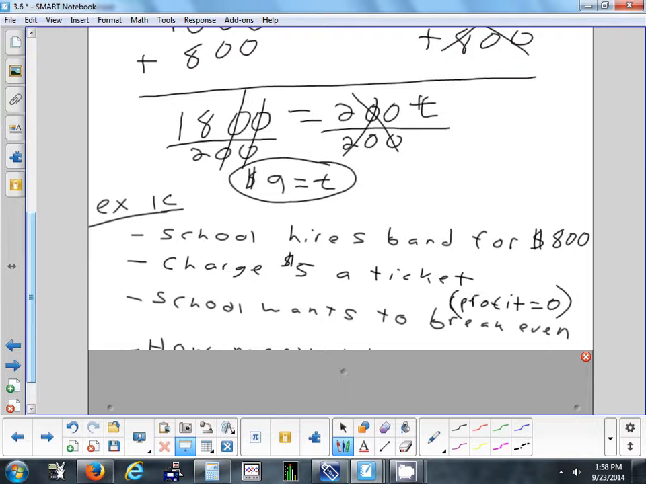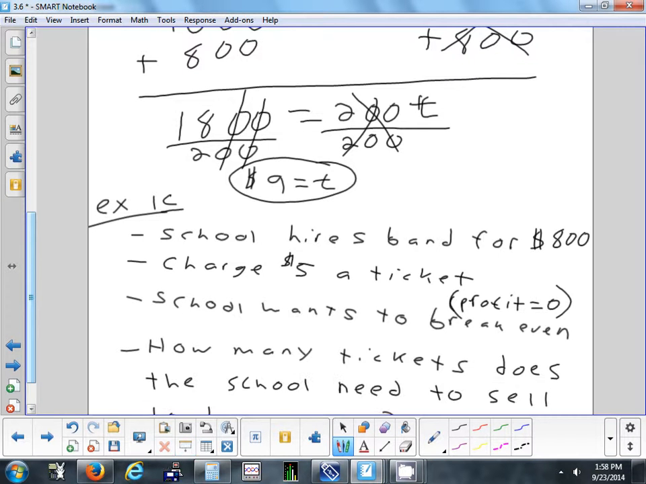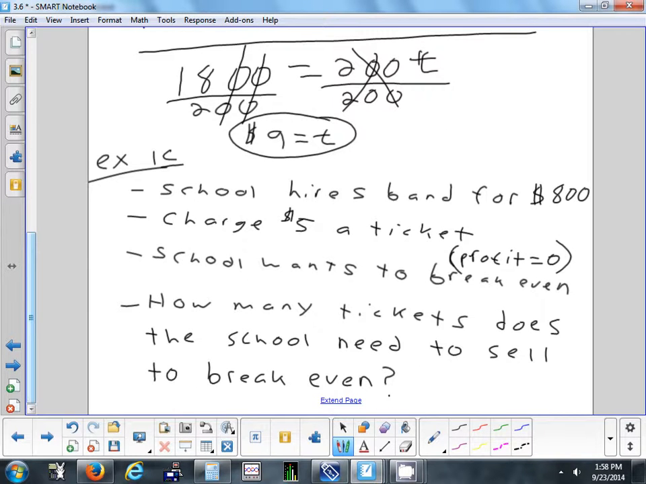Okay, profit equals zero. So now the question is, if they want to break even, tickets are $5, the expenses are $800, how many tickets does the school have to sell? Use the formula from the other page. P equals NT minus E. Fill in P, fill in T, fill in E, and solve for the number of tickets. Try that one on your own. See if you can figure out how many tickets the school has to sell.